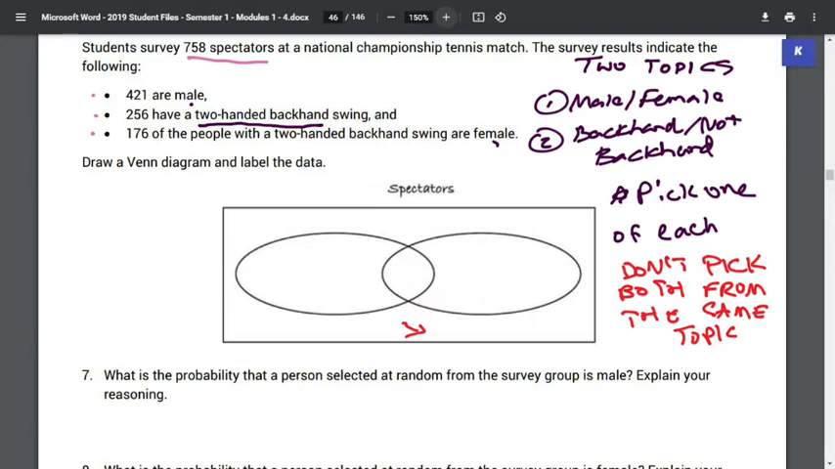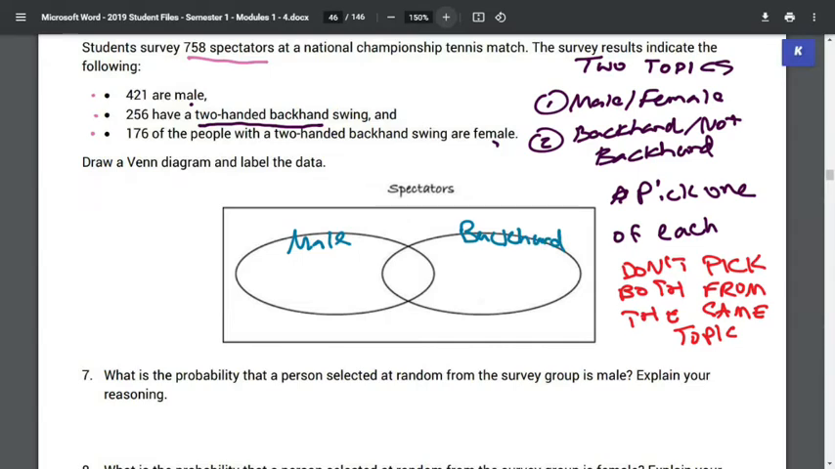So it doesn't matter which ones we pick, your numbers are going to turn out a little different in the chart, but overall it will still be the same in terms of the total adding up to this and each of those being the same. So it doesn't matter which ones we pick, our numbers will still turn out to be nice. So between male and female, let's say that I decide to go with male for this first bubble, and then I decide to go with backhand, so they have a backhand swing for this bubble.